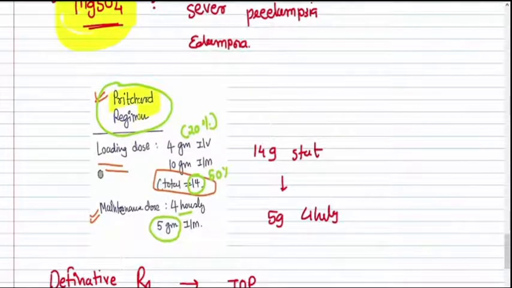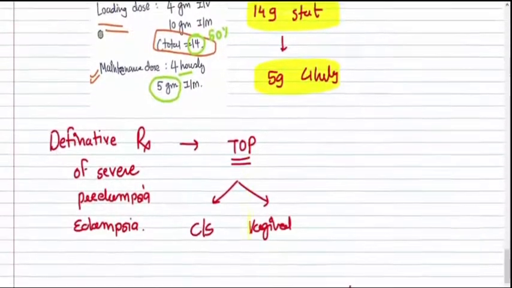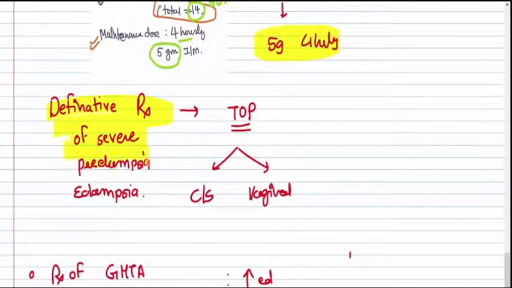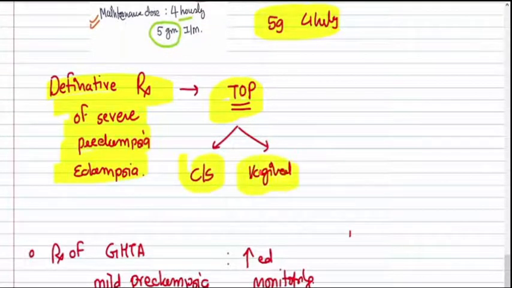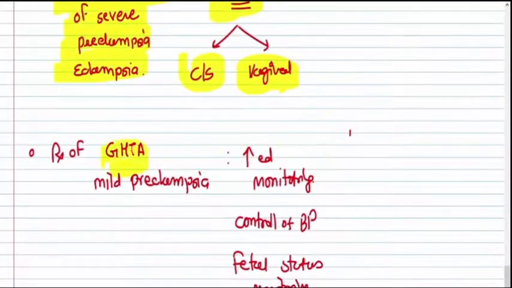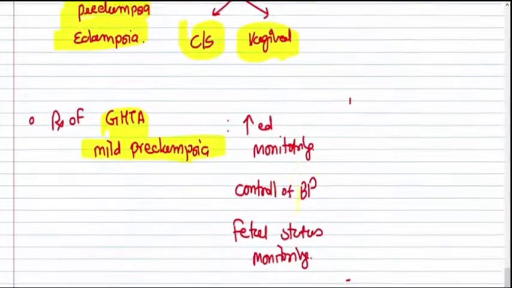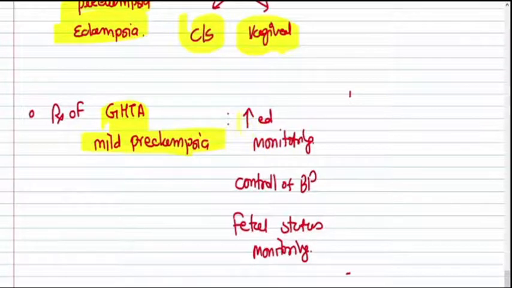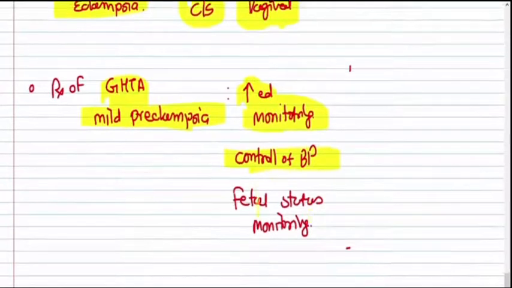Now, the Pritchard regimen is followed, in which 4 gram of magnesium sulfate is given stat, followed by 5 gram of magnesium sulfate 4 hourly. Now, the definitive treatment of severe preeclampsia and eclampsia always remains the termination of pregnancy, either by cesarean section or vaginal delivery, whichever is earlier possible. Gestational hypertension or mild preeclampsia can be treated with milder efforts like increased monitoring, BP control, and fetal status reassuring maneuvers.